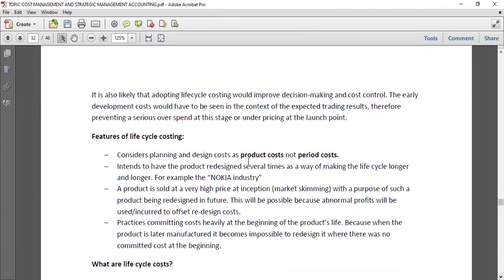Features of life cycle costing, or what you may call characteristics of life cycle costing. As you can see, it considers planning and design costs. It's also prior, just like the way we did our target costing. Life cycle costing is also at the planning and the design stage, okay? So it considers the planning and the design costs as well, okay? It also intends to have a product redesigned several times, okay, as a way of making the life cycle longer and longer, like I've talked about the rebranding, okay?